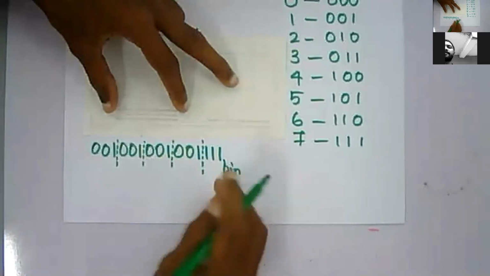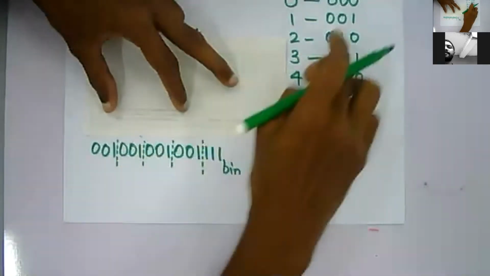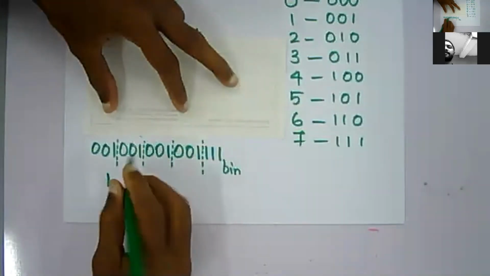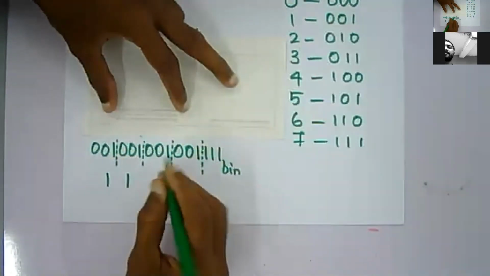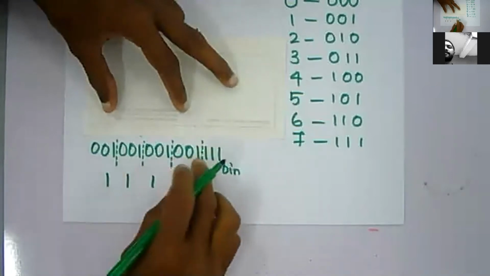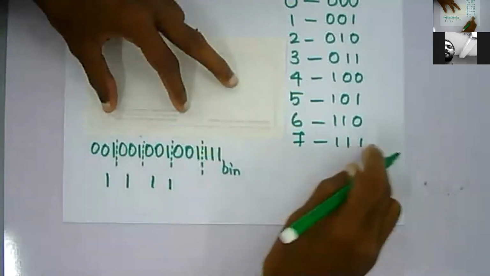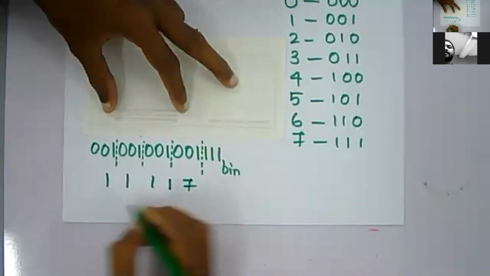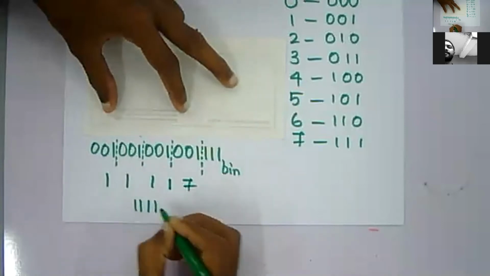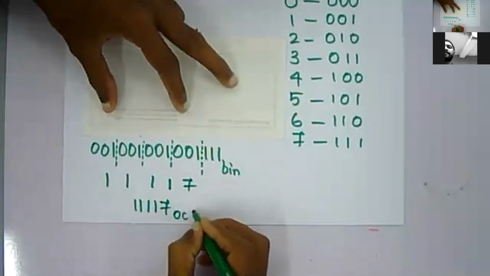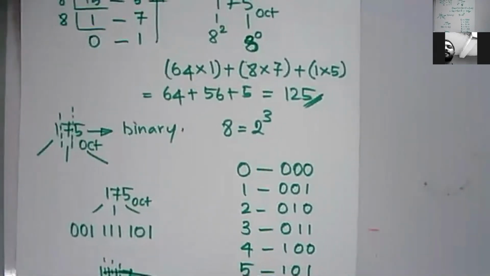Now substitute each group with its equivalent value. 001 is 1, again 001 is 1, 001 is 1, and 111 is 7. I could write it as 1117 octal. Clear? So this is about the octal number system, which is really simple.